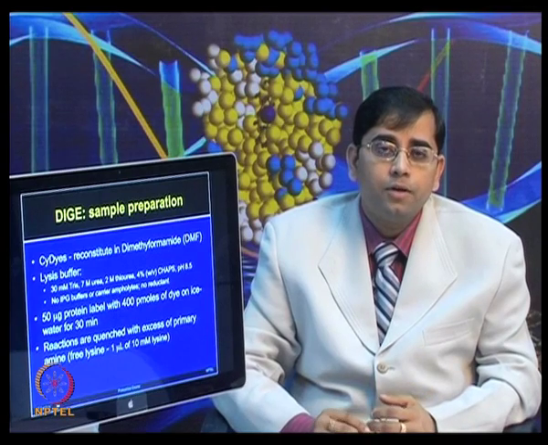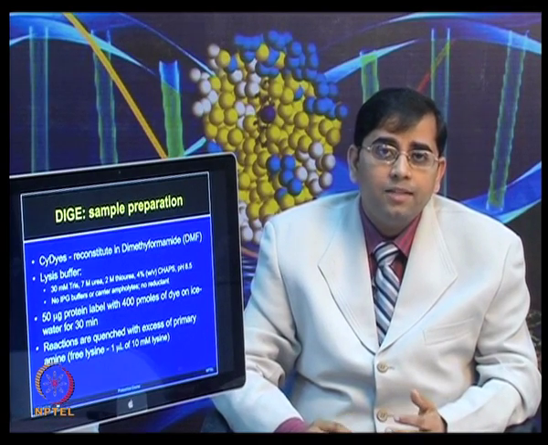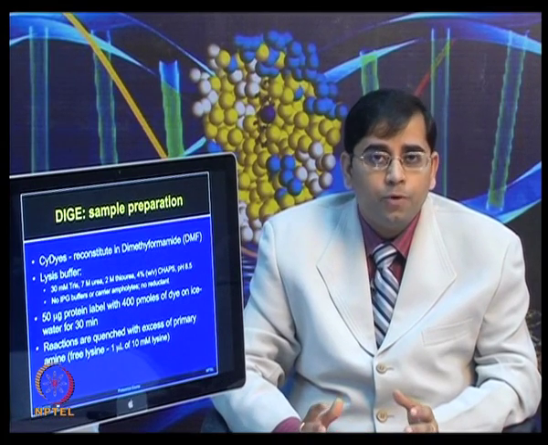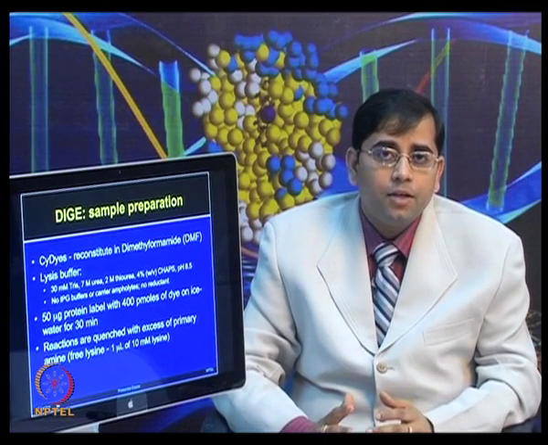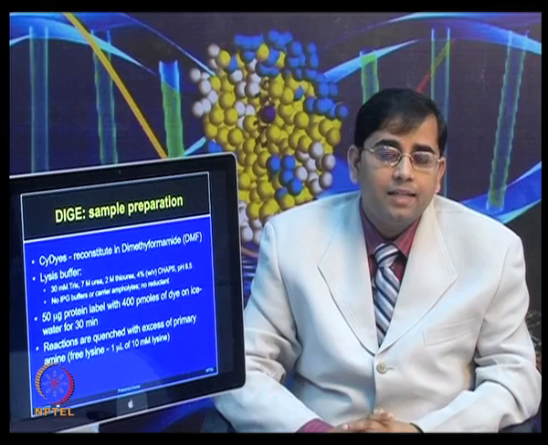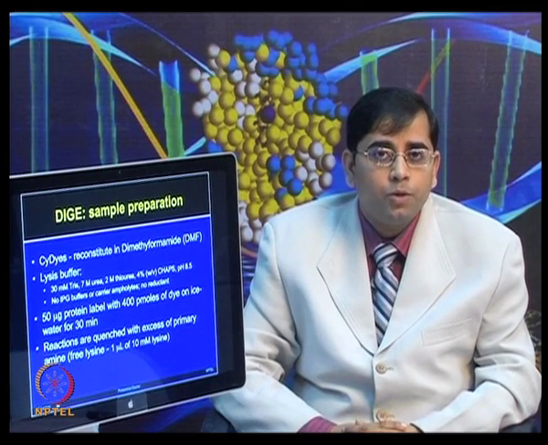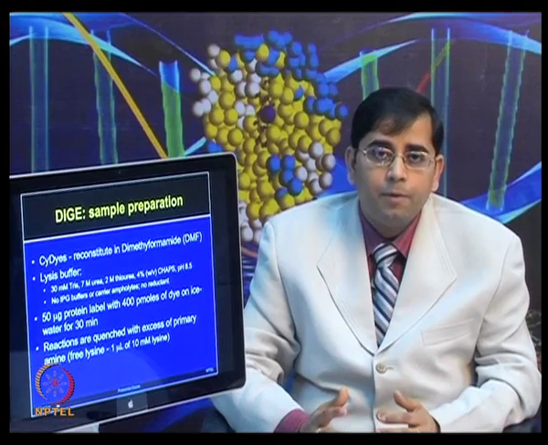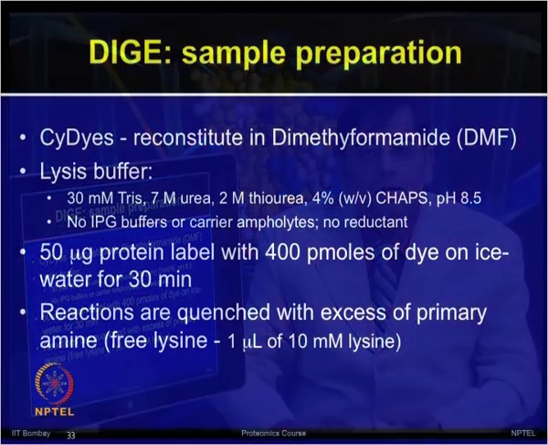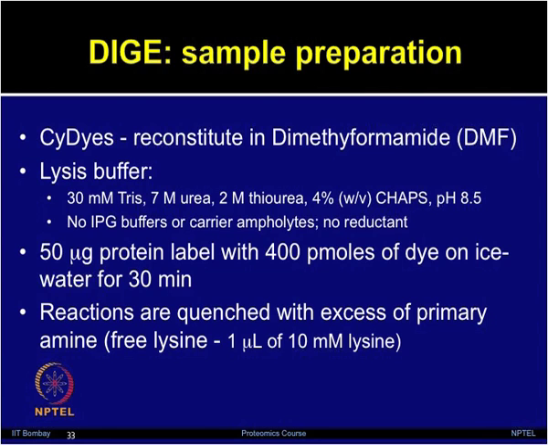If you remember our previous discussion, to visualize a gel with the Coomassie stain, you need more protein. Even for silver and other stains, you need a good amount of protein, but these fluorescence dyes are very sensitive. So, you are looking for a very small amount of protein; 50 microgram is sufficient for performing this experiment. Once the half hour reaction is done, it should be quenched with an excess of primary amine, the free lysine, by adding 1 microliter of 10 millimolar lysine. Then the reaction will be stopped and you can proceed with the next step.